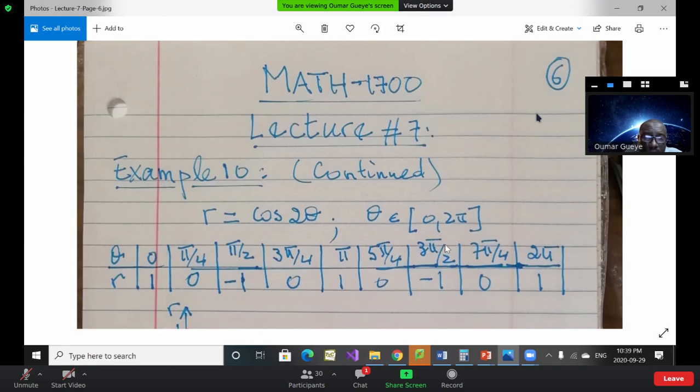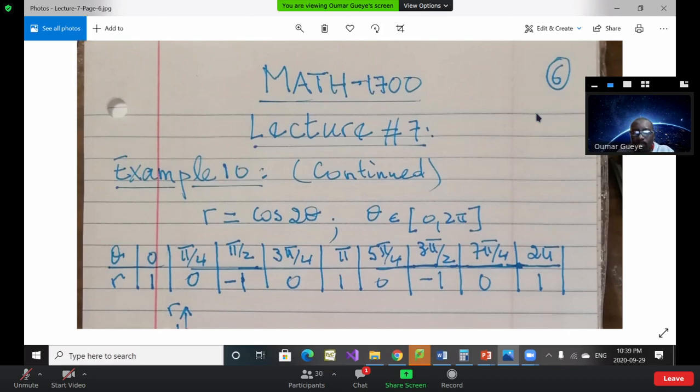And at 3 pi over 2, it becomes cosine of 3 pi after replacing theta by 3 pi over 2. The 2 cancels out and you will get cosine 3 pi, and we know it is equal to -1. And at 7 pi by 4, you simplify by 2, it becomes cosine of 7 pi by 2, which is equal to 0. And at 2 pi, you will get cosine of 4 pi, which is equal to 1.